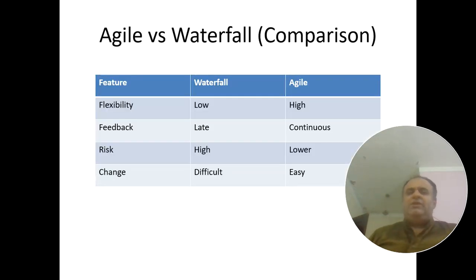Now we will actually compare the two models. One is good for flexibility, and the other is for feedback. There is high risk involved in Waterfall, whereas there is low risk involved in Agile. Change is difficult to envisage in one, while change is easier to incorporate in the other. So in a nutshell, we can say that the Waterfall model is not as flexible as compared to Agile. There can be changes, there can be evolutions, there can be steps for improvement.